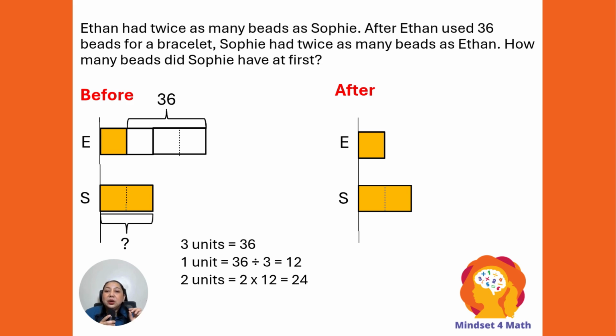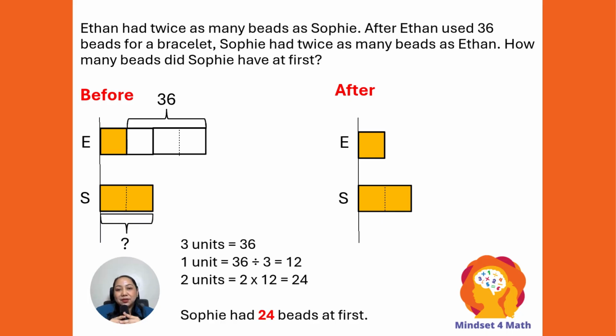So, we can get what 1 unit is equal to by dividing 36 by 3, which is equal to 12. Now, if 1 unit is equal to 12, then how many beads will there be for 2 units? So we have to multiply 2 by 12, and the answer is 24. Sophie had 24 beads at first. Did you get the same answer?